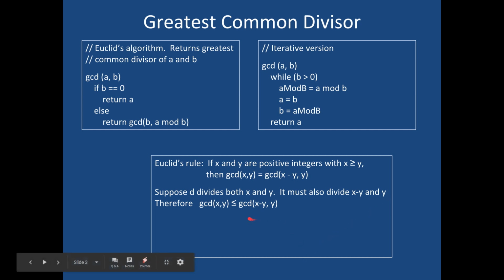All right, so here's the idea. I want to pick a number d that divides both x and y. Well, what about the GCD of x and y? Does that divide both x and y? Yeah. So let d be the GCD of x and y. Since it divides both x and y, it divides both x minus y and y, according to the previous slide. So d is a divisor of both x minus y and y. What does that mean? It's got to be less than or equal to the GCD of x minus y and y.